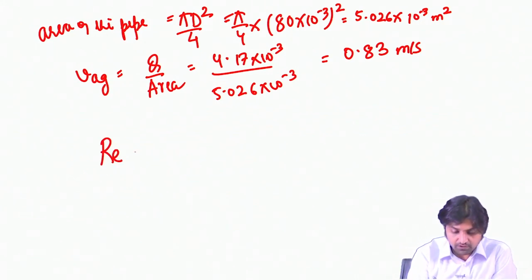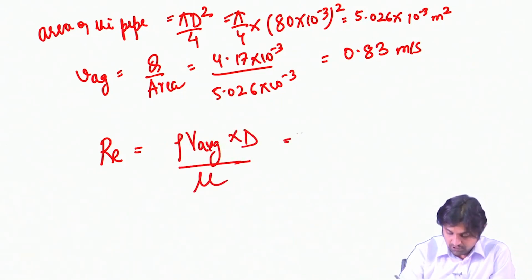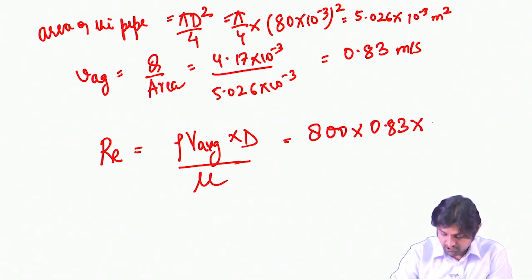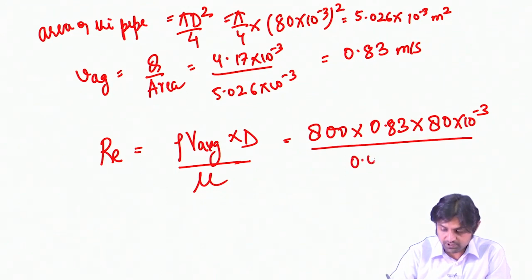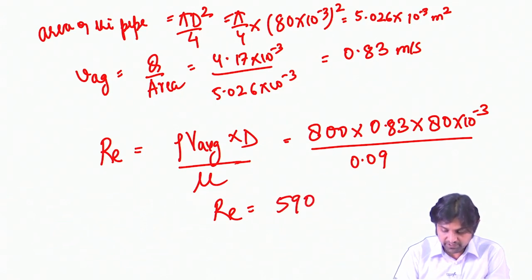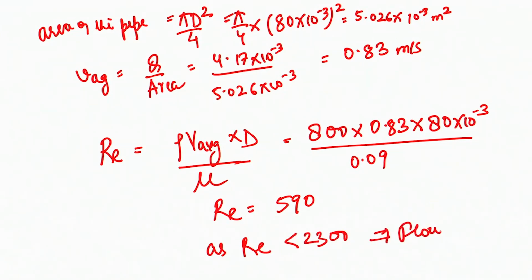Therefore, we will find the Reynolds number, that is rho V average into d by mu. Rho is 800, V average is 0.83, diameter is 80 into 10 to the power minus 3, mu is 0.09. This is actually very important to check, and this comes to around 590. As the Reynolds number is less than 2300, the flow is laminar.